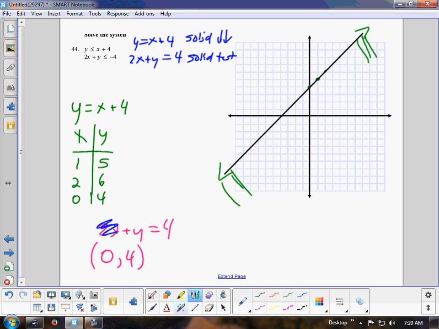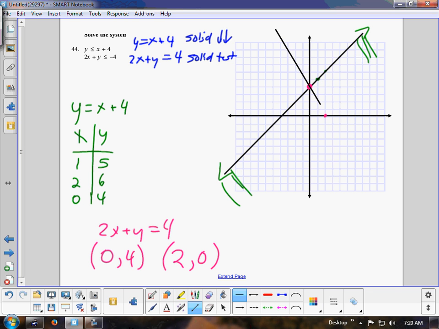Okay, well, what happens when you put a 0 in for y now? Now, kids like to say, well, x equals 4 too. But no, you got to divide by 2 to get x, and that's going to be a 2. So let's graph 0, 4. 0, 4 is here, and 2, 0 is here. So you can see that the other line is going to go this way.